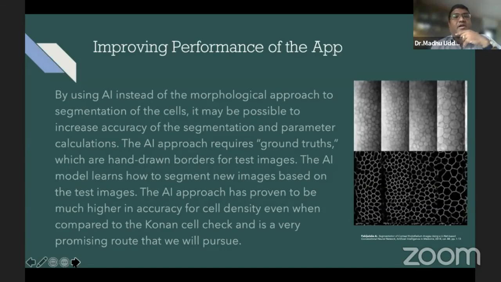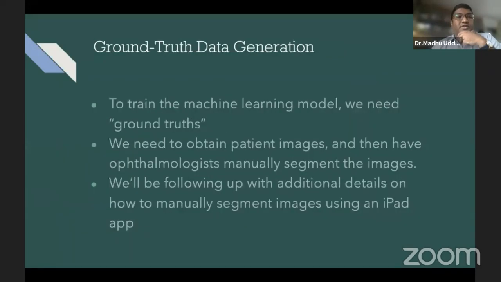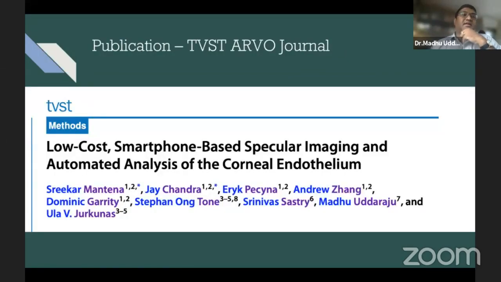So to do that, we are trying to do the AI approach of ground truths. What we are trying to do is delineate these cell margins with the help of an iPad app where we are manually marking the cell margins with a pencil. So the more number of cases we try to do this manually, I think that ground truth helps in giving us better AI results in the future. So this is how ground truths are generated. And we have published this in the Translational Vision Science and Technology journal of ARVO, the official publication, recently.